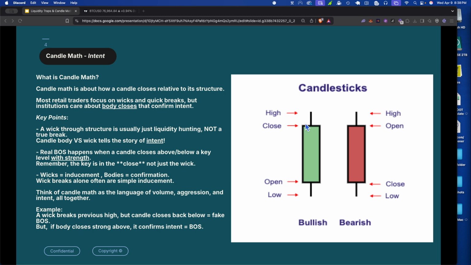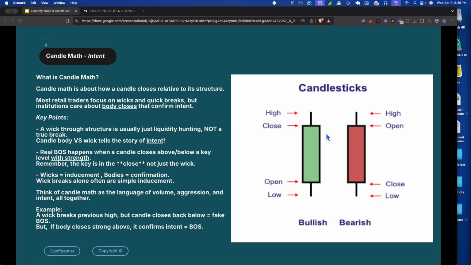Once the wick effectively goes and hunts the liquidity, that's called an induction, or inducing. We'll get to that in the next slide. But for now, just know that the real break of structure, which is when we change character, happens when a candle closes above if we are in a bullish pattern, or below if we are in a bearish pattern, the level, and it needs to do so with strength. Real important, highlighted here on the slide. It needs to do so with strength.